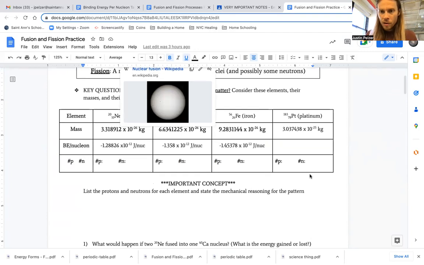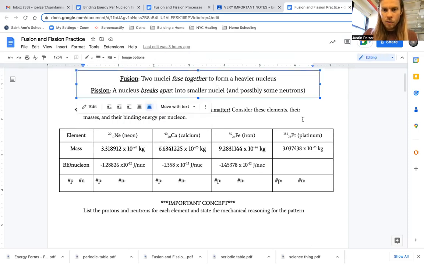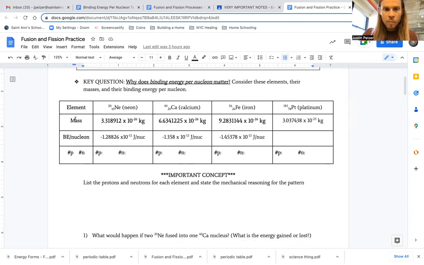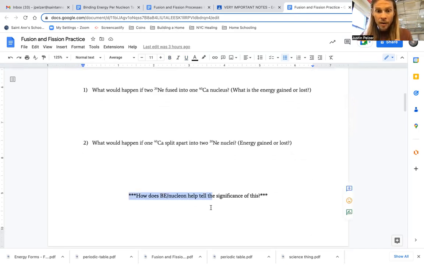So if we look at the binding energy per nucleon, we see that iron is most bound. And from the comparison, this is the whole point. How does binding energy per nucleon help us tell the significance of this? It tells us if we're more bound or less bound. And it tells us, therefore, if energy is released or not based on the notes we just took.